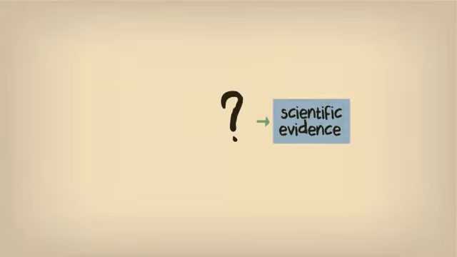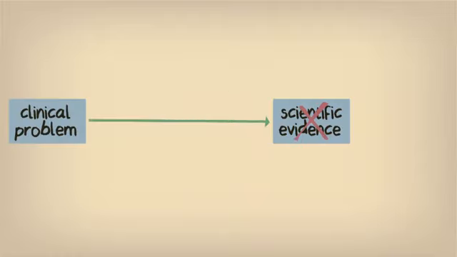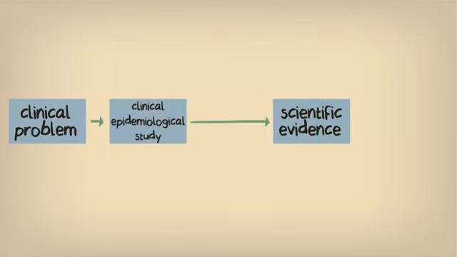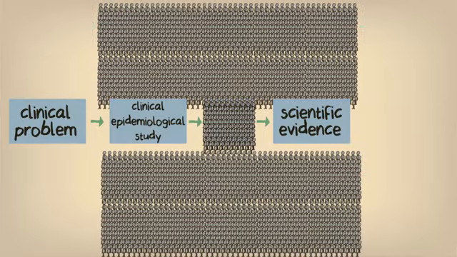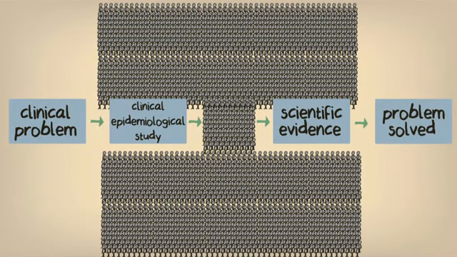Where does scientific evidence come from? And what can we do if there isn't any existing evidence from research related to our problem? We could decide to generate more evidence by designing and conducting a clinical epidemiological study. To do this, we generally collect information from hundreds or sometimes even thousands of patients that we can then use to synthesize new evidence in order to solve our clinical problem. While this may not help the patient sitting in your clinic right now, it could help you and other clinicians to make decisions for future patients.